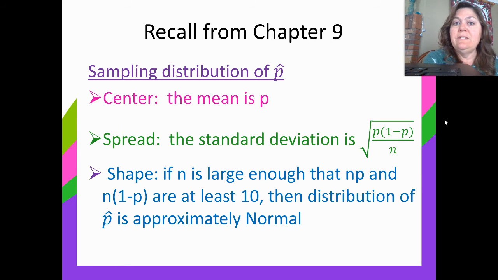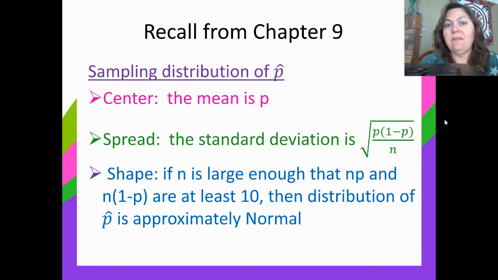When you go to do a CI on a proportion, we cannot use CLT. Do not use CLT. It's the number one mistake students make. They go, oh, n is greater than 30, so it's normal. That does not work for proportions. That's only for means. This is the condition you must satisfy.